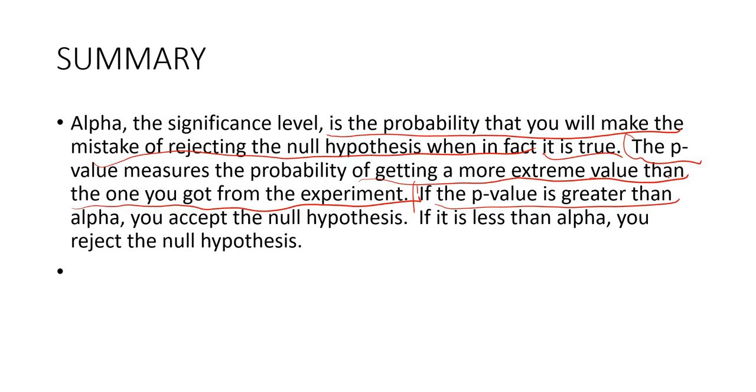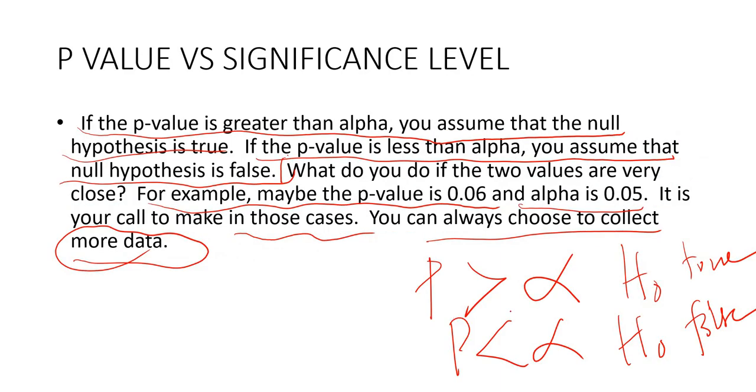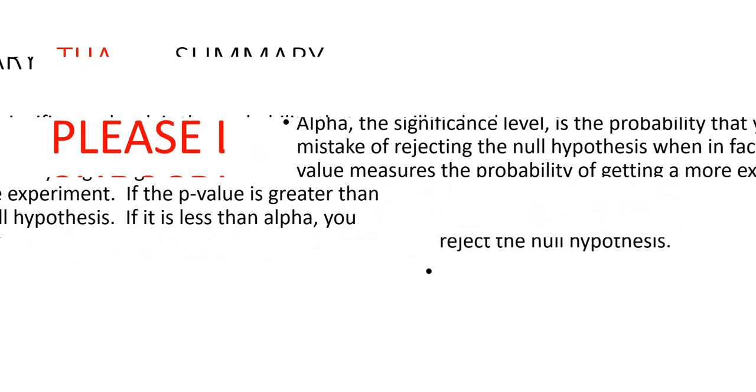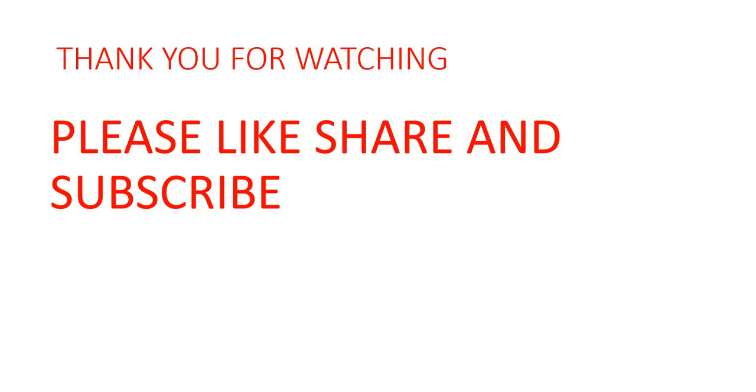If the p-value is greater than alpha, you accept the null hypothesis, as we discussed. If it is less than alpha, you reject the null hypothesis. Here we discussed, if p is greater than alpha, the null hypothesis H0 is true. And if p is less than alpha, the null hypothesis is false. So that's all about p-value and the significance level, all important concepts in statistics and machine learning.